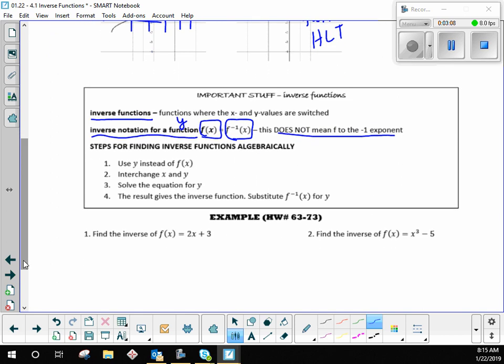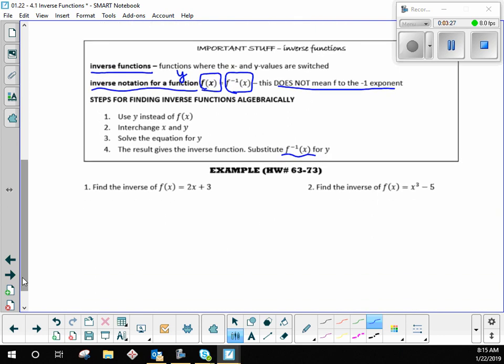And so here are the steps for finding inverse functions. Number 1, you use y instead of f of x. 2, you interchange x and y. 3, you solve the equation for y. 4, that result gives you the inverse function, and then you'll substitute this back in for y.